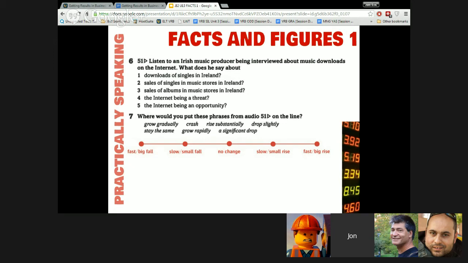So let's get a little exposure to how we do it. You're going to listen to an Irish music producer being interviewed about music downloads on the internet. What does he say about the downloads, the sales of singles, sales of albums, the internet being a threat, the internet being an opportunity? Hey, Greg, what do you think he's going to say? If he's a music producer, how do you think he's going to feel about downloads?